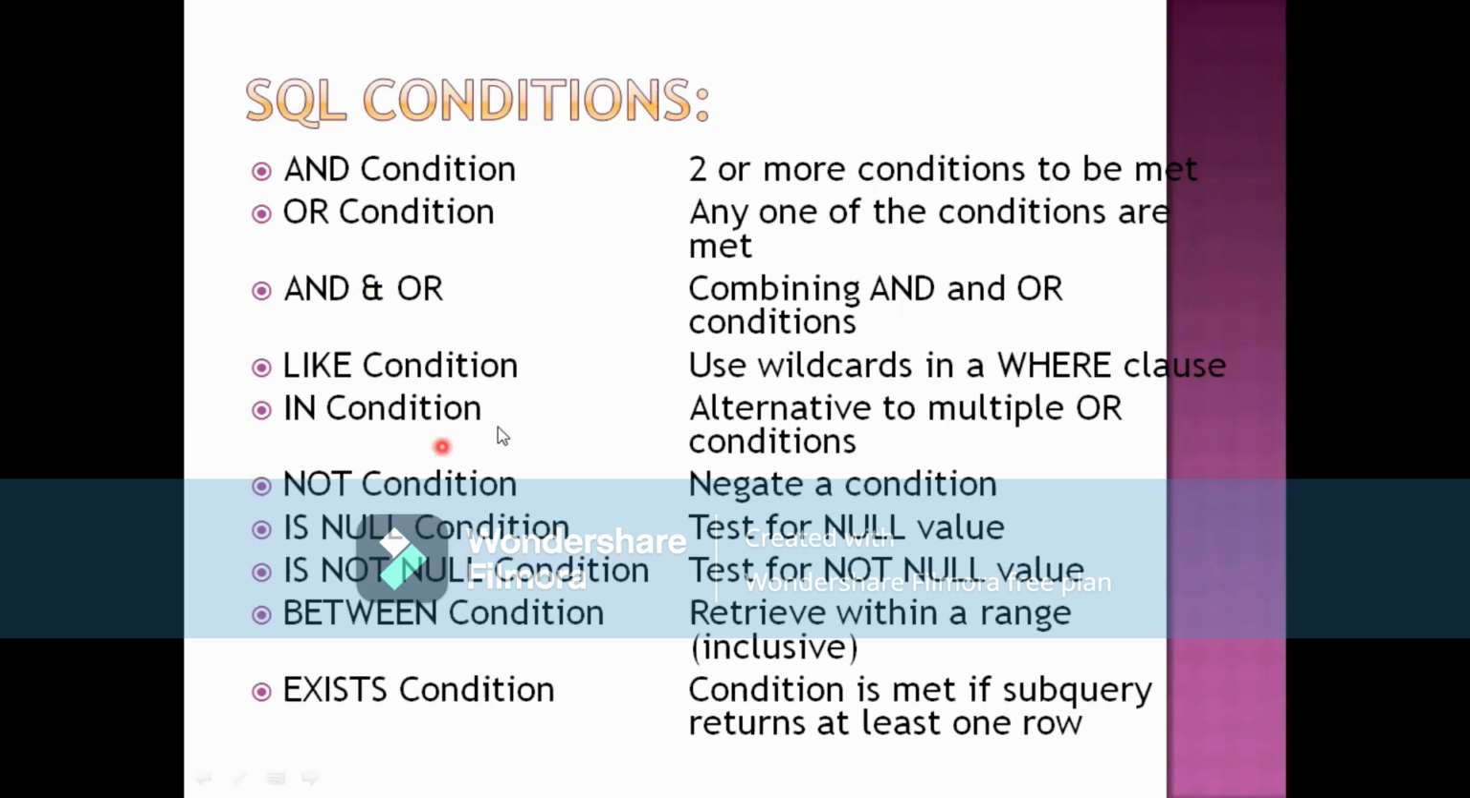The IN condition means alternative or multiple values can be provided, and using the IN condition we get the entire matching data. For example, the employee ID will be in the range 100 to 200. If we need the data for 110 to 120, we write select star from employees where employee ID in 110 to 120, and then we will get only that particular data. That is the IN condition.